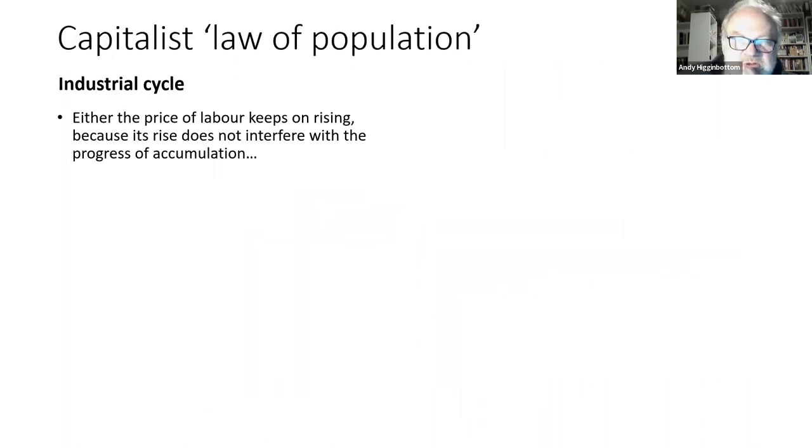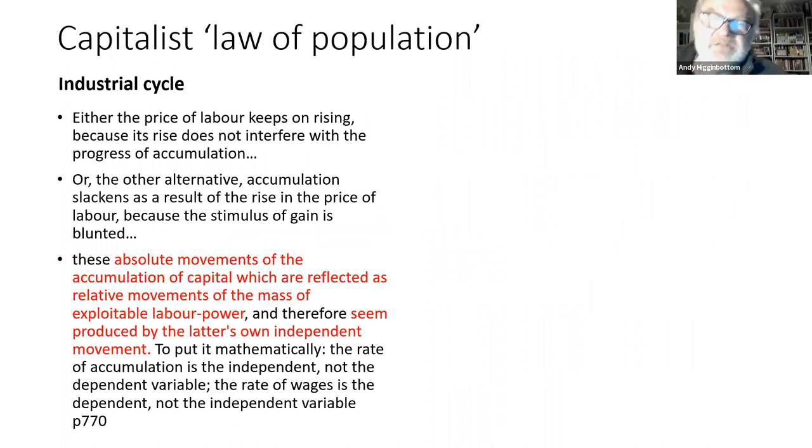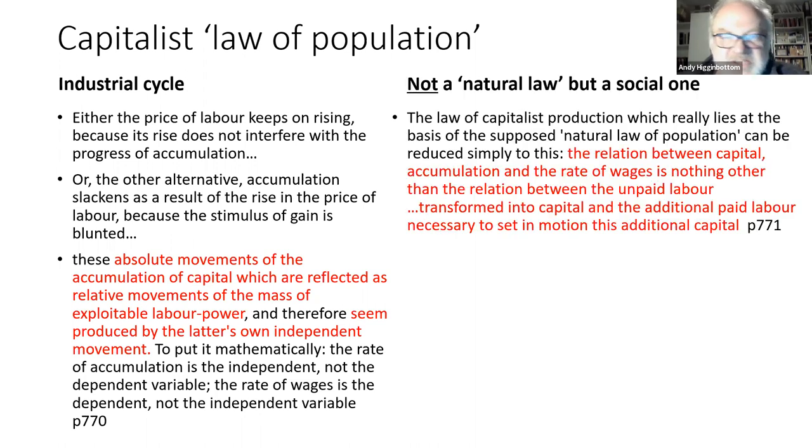This is a really important point now. The next big point. The capitalist law of population. Before Marx, famously, Marx and Engels both hated Malthus because of his old reactionary view of people being superfluous. What Marx is saying is that the absolute movements of the accumulation of capital are reflected as relative movements of the mass of exploitable labor power. And it's that which seems to be producing the latter's own independent movement. So it seems to be that population is the independent factor, but in actual fact, it's capital accumulation.